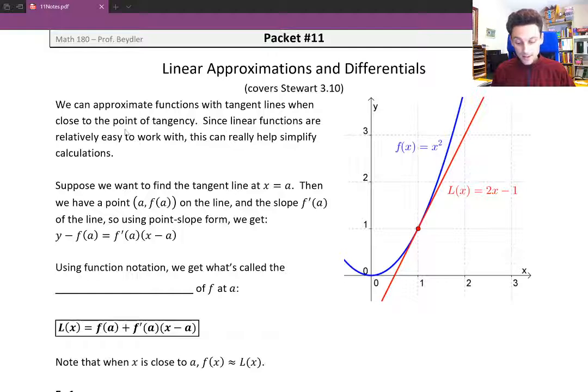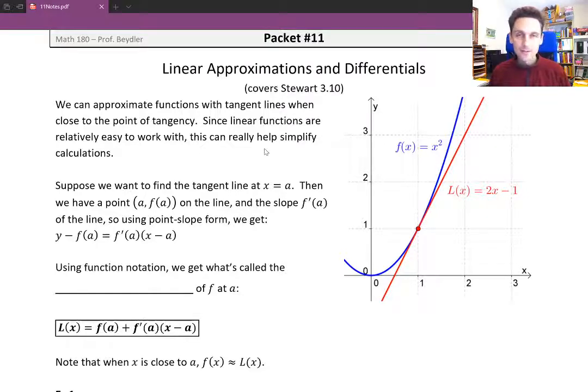Since linear functions are relatively easier to work with, like that line equation of 2x minus 1 can be easier to work with than any arbitrary function. x squared is not too bad to work with, but you can imagine some complicated looking functions. This can really help simplify calculations.